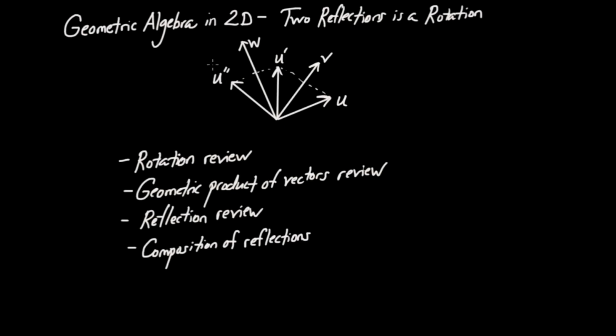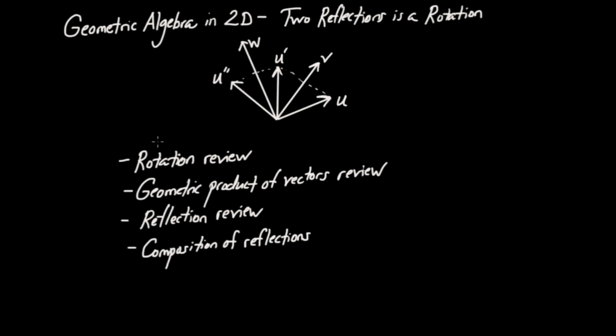This next video in the geometric algebra series is going to cover a major geometric fact, which is that two reflections through a vector is equivalent to a rotation. That is, if I start with some vector u, I then reflect through the vector v to generate some new reflected vector called u prime. If I then reflect through another vector called w to generate u double prime, for any starting vector u, this transformation from u to u double prime is equivalent to a rotation. And that's the major fact we're going to spell out in this video.